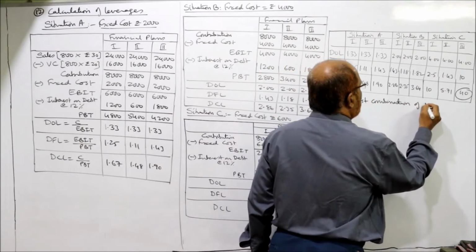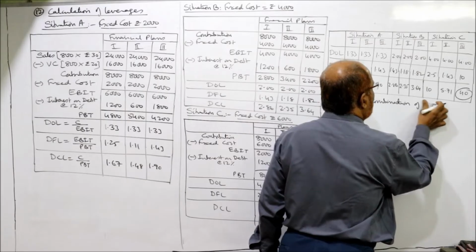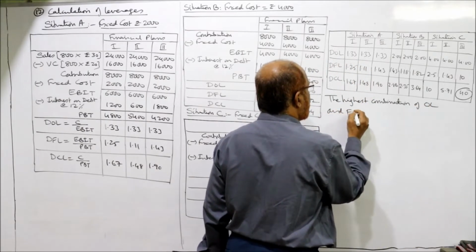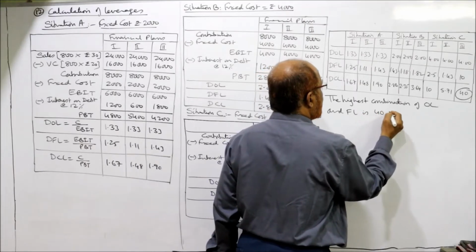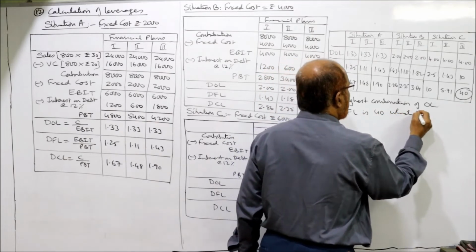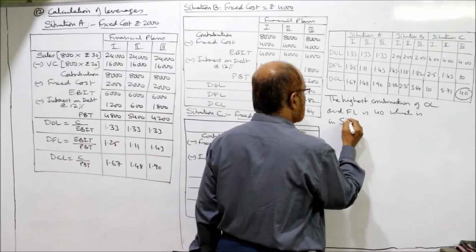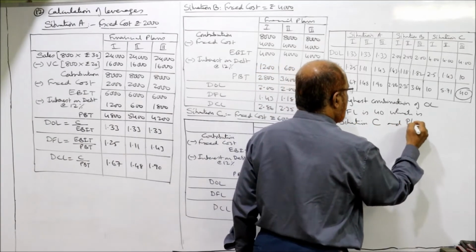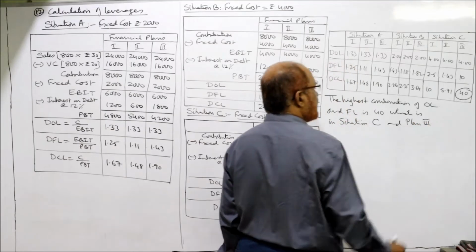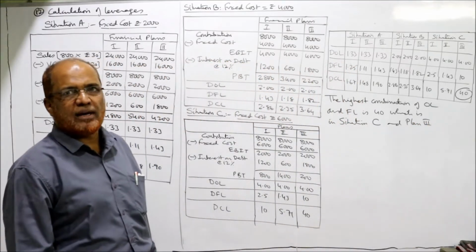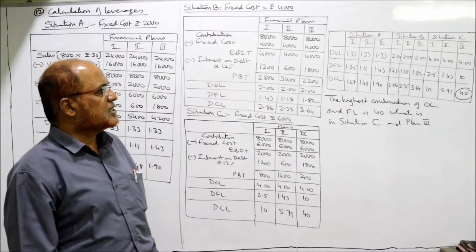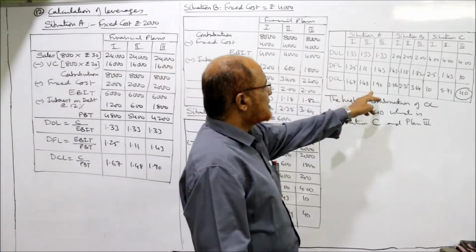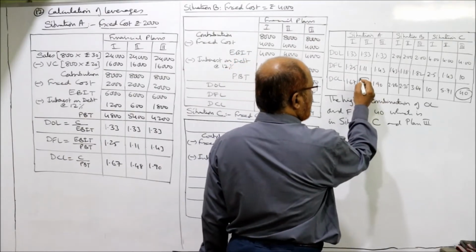The highest combination of DOL, of OL and FL, which is in situation C and plan 3. The highest combination of OL and FL is in situation C and financial plan 3. What is the lowest of this DCL? 1.48.